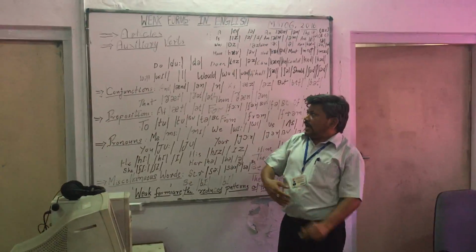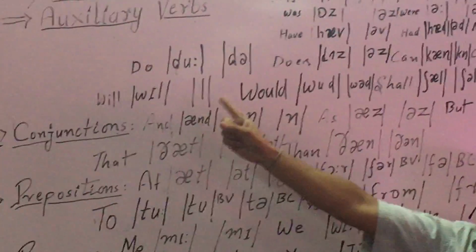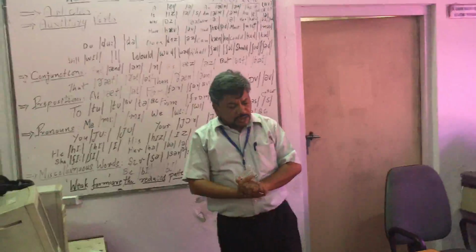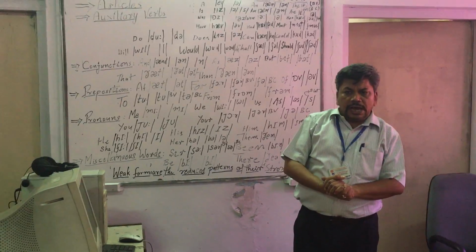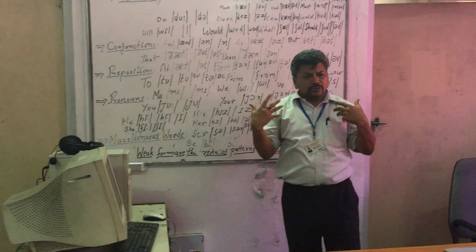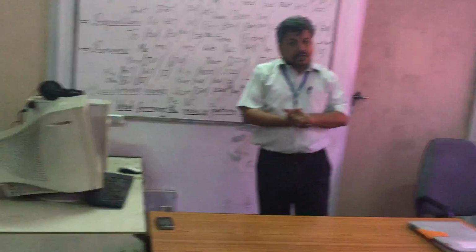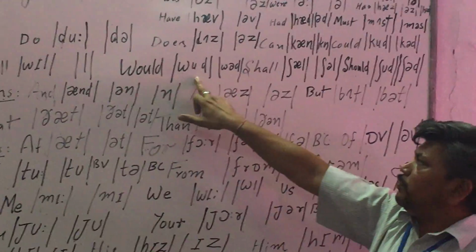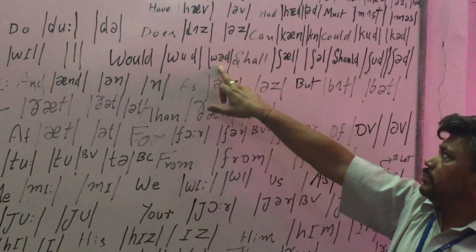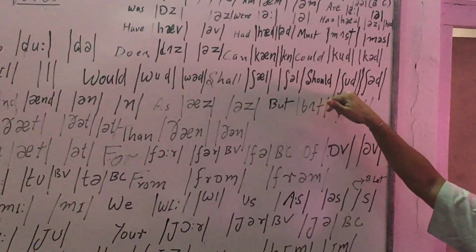Interestingly, you will notice that in future, will. This will becomes 'll. You read the sentence, they will go there. And if you speak in a conversational tone, they'll go there, I'll go there. So this will becomes 'll, and would becomes 'd. Shall becomes shall. Should becomes should.